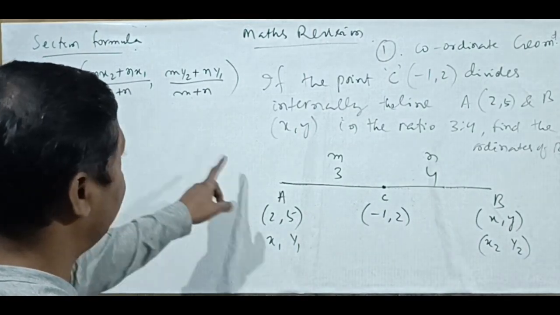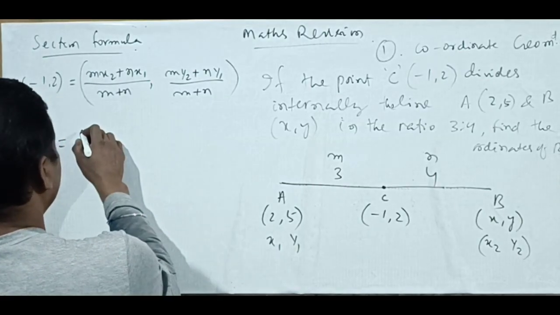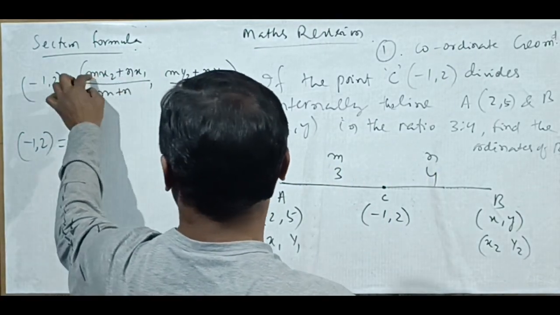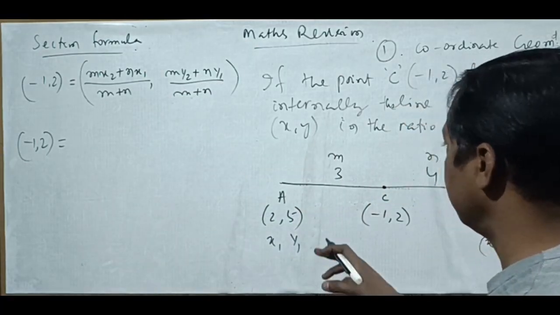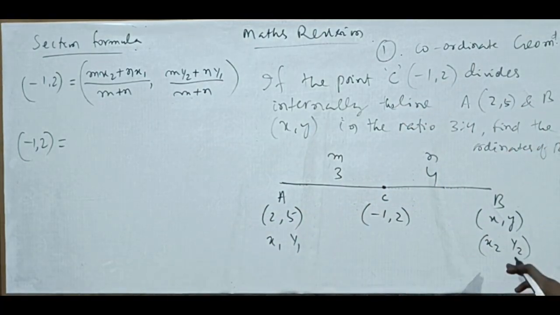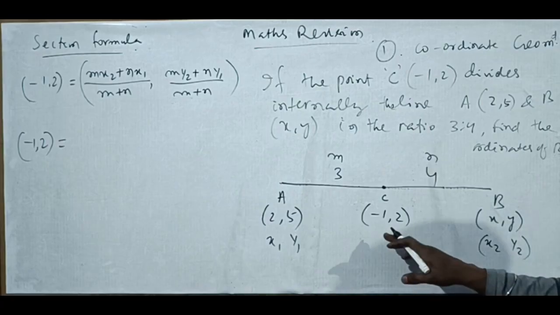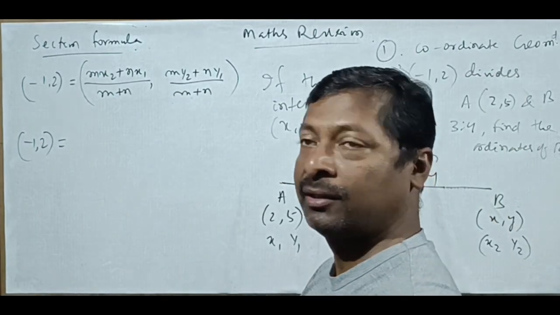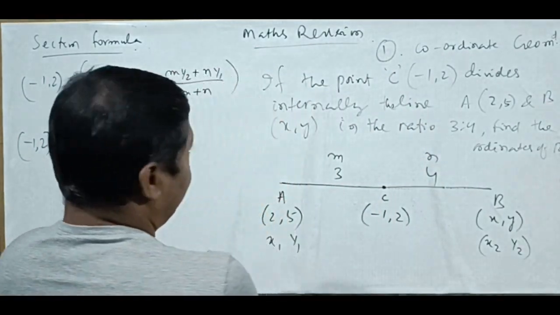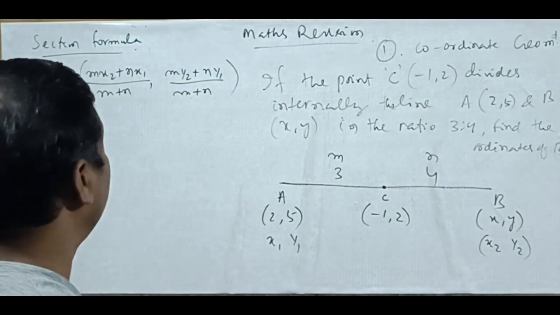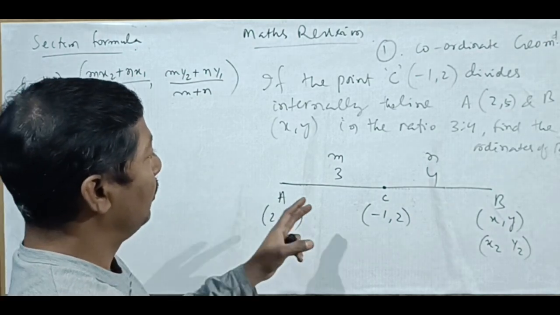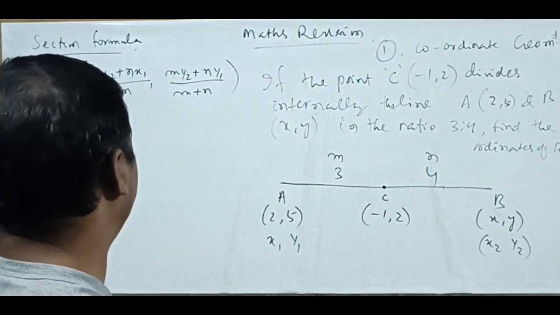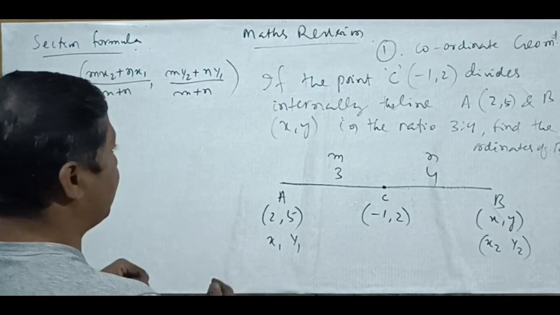So what is m? m is 3. The ratio is m:n. From this section formula, m and n is the ratio itself, the first point is x1, y1, the second point is x2, y2, and the point of division is -1, 2. What is the value itself on the LHS? From the given data in the question, you have to decide which data will be equal to which value of this formula.